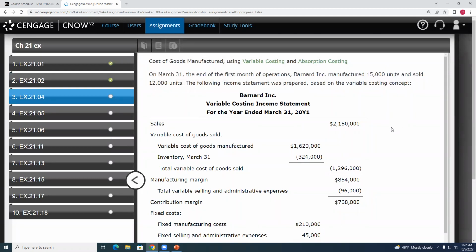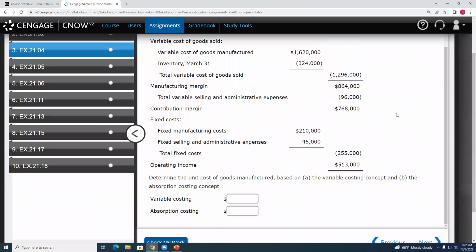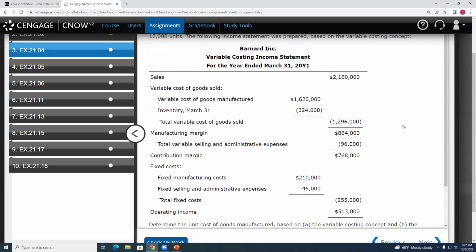On March 31st, the end of the first month of operations, Barnard Incorporated manufactured 15,000 units and sold 12,000 units. The following income statement was prepared based on the variable costing concept. So they produced for inventory. Their inventory increased by 3,000 units during the period. Determine the unit cost of goods manufactured based on the variable costing concept and on the absorption costing concept.